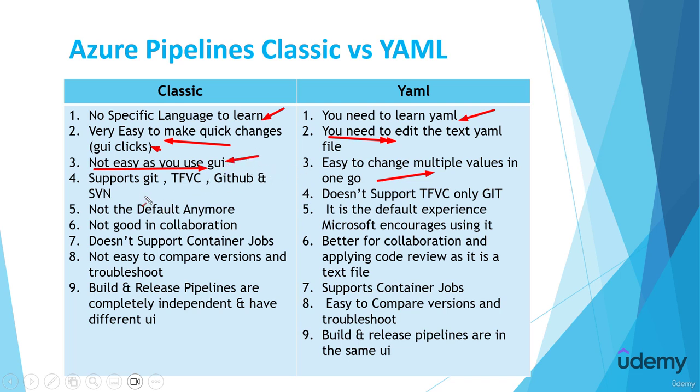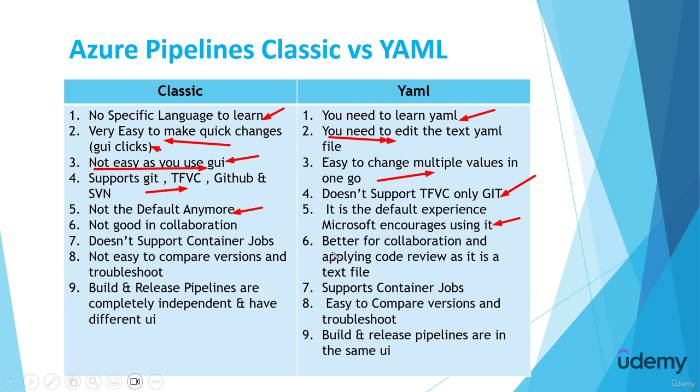Supporting for Git, TFVC, GitHub, and SVN. Classic pipeline supports TFVC, the version control system. But the YAML pipeline only supports Git version control. So it's one of the differences. Also, the YAML pipeline is the default experience now. Microsoft encourages using it, and any new feature will be for the YAML pipeline. But the classic pipeline is not the default anymore, and Microsoft doesn't recommend it.